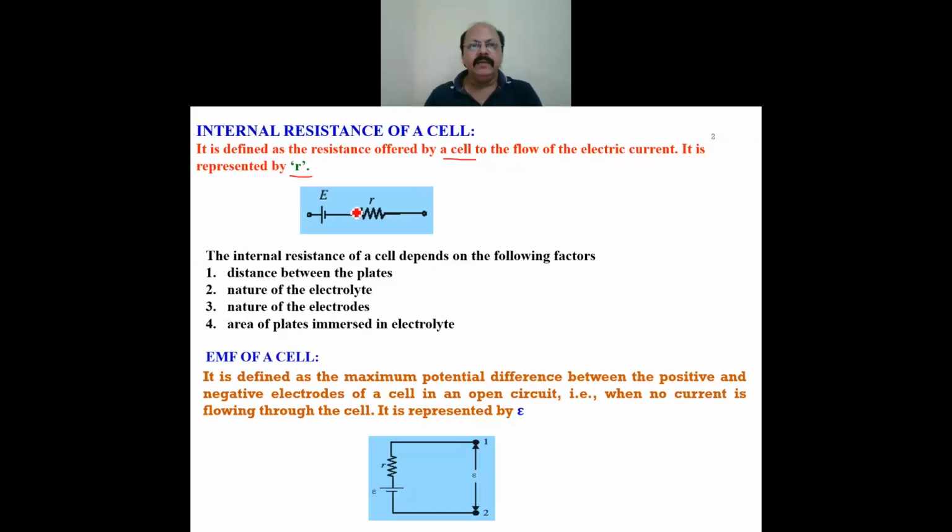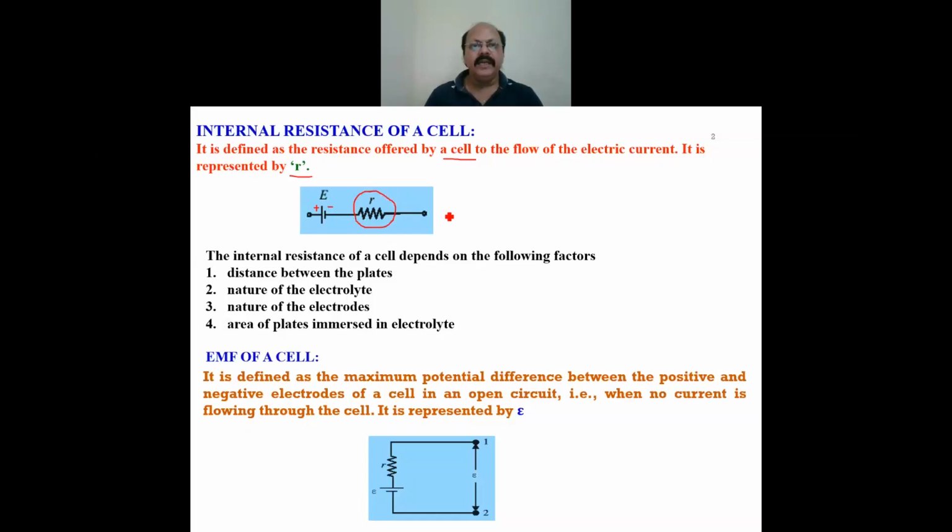You see here in the diagram, one cell is represented. This is one electrode which is positive, the longer line that represents the higher potential, and this small line represents the lower potential. Generally we say this is the positive electrode and this one is the negative electrode. Positive means higher potential and negative means lower potential. And this is the internal resistance of the cell, which is represented by small r.